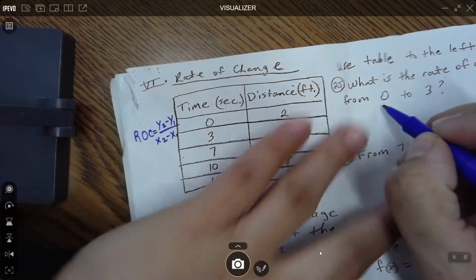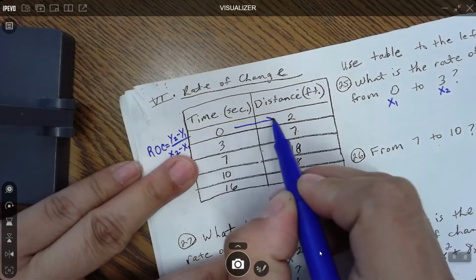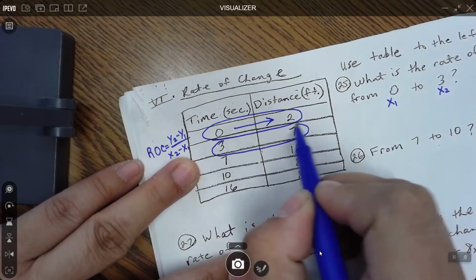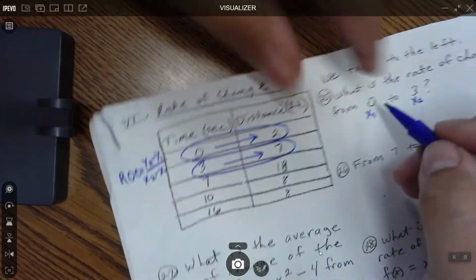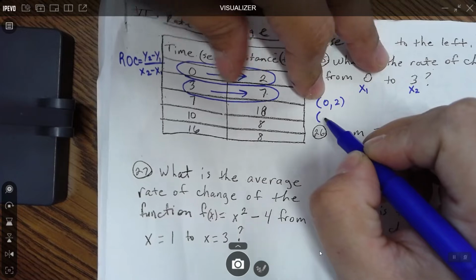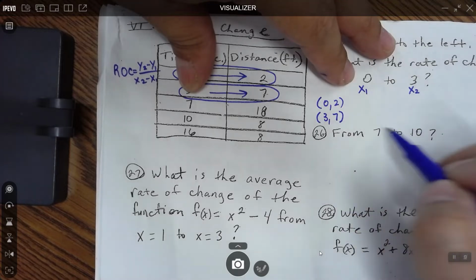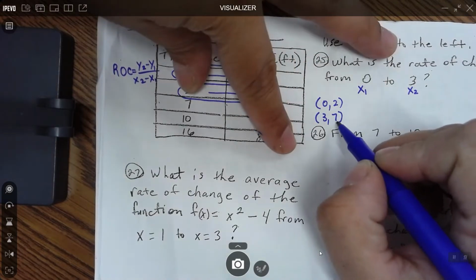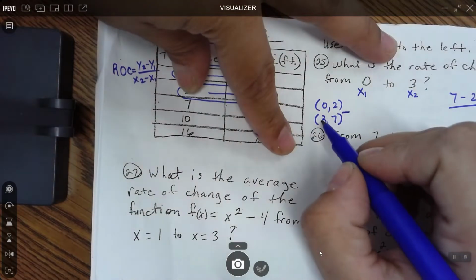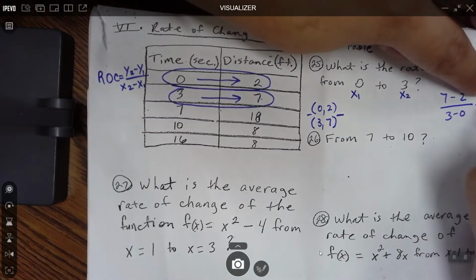All right, so this is x1 and this one is x2. So x1 is mapped to 2 and x equals 3 is mapped to 7. All right, so the two ordered pairs that we have are 0, 2 and 3, 7. Okay, filling in the formula is going to be 7 minus 2, right, over 3 minus 0. So that's 5 over 3.